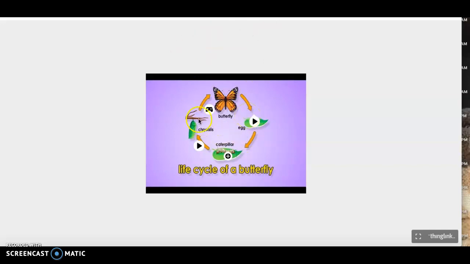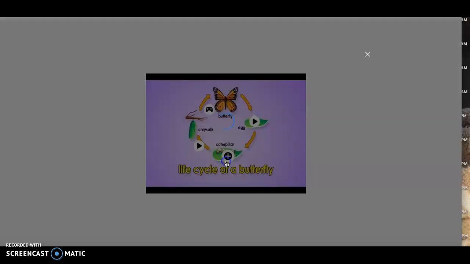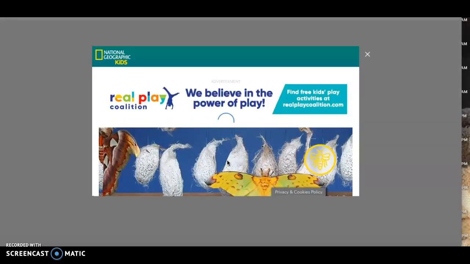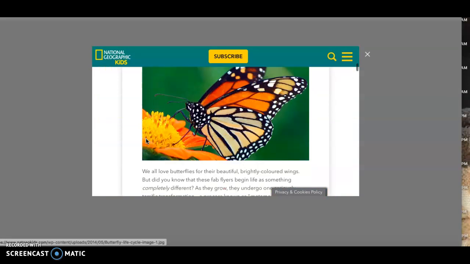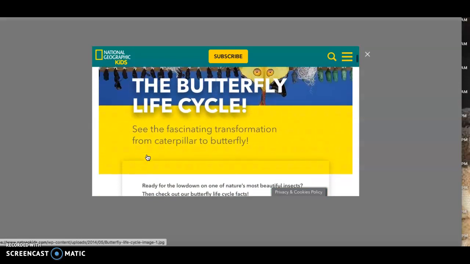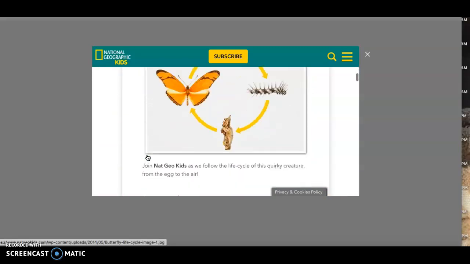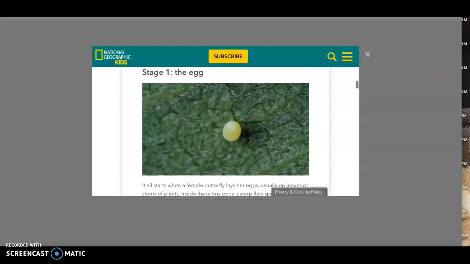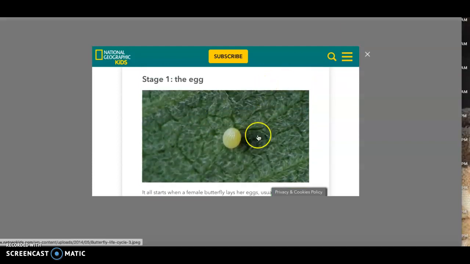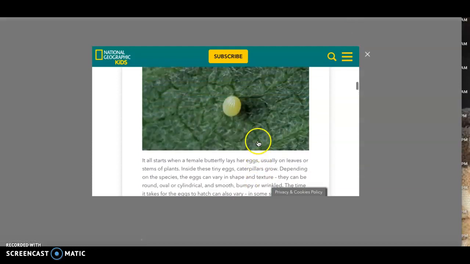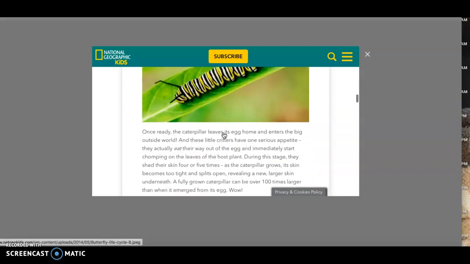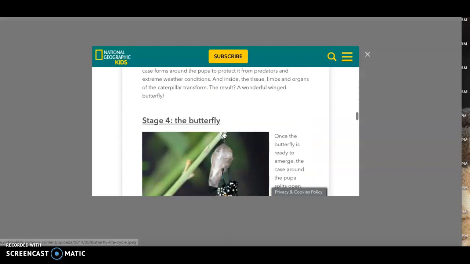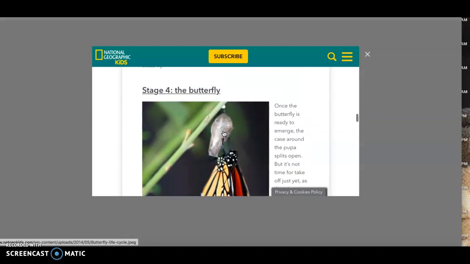Okay, so I included 4 different links to 4 different resources for students to use. The first resource down here is a National Geographic website, which is for kids, and it basically tells the different stages of the butterfly life cycle in kid-friendly terms. It gives a lot of great pictures for students to look at, and starts off with the egg, stage 1, stage 2, the caterpillar, and so on and so forth. So this is a really great resource for students, and it's in really great kid-friendly language.